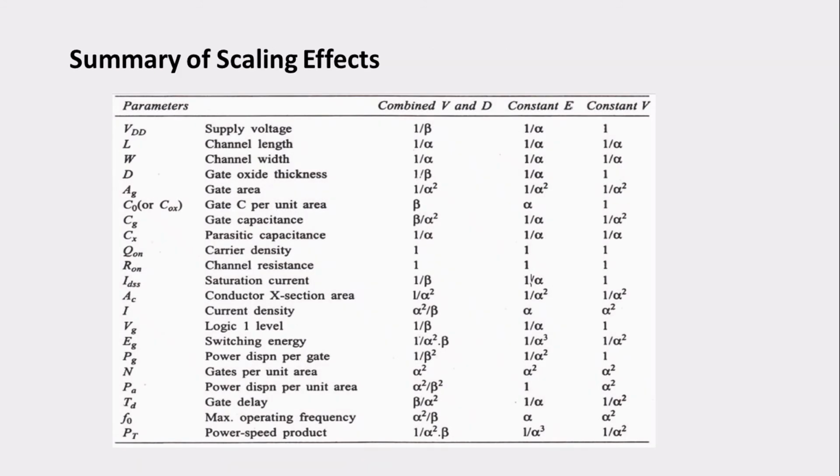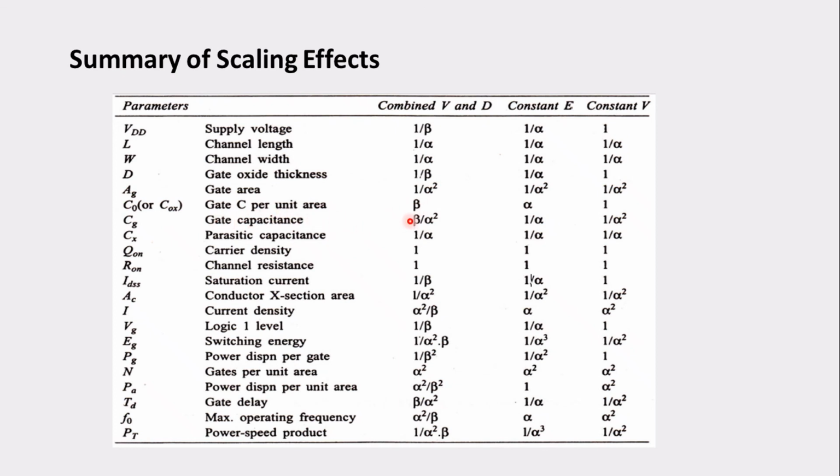Coming to the summary of scaling effects: any supply voltages will be scaled down by a factor of 1 by beta. Any dimensions will be scaled down by a factor of 1 by alpha. As we all know, supply voltage is 1 by beta, channel length 1 by alpha, channel width 1 by alpha, gate oxide 1 by beta. Ag, the gate area, is length into width, so that's why it is 1 by alpha square. C naught is 1 by beta.